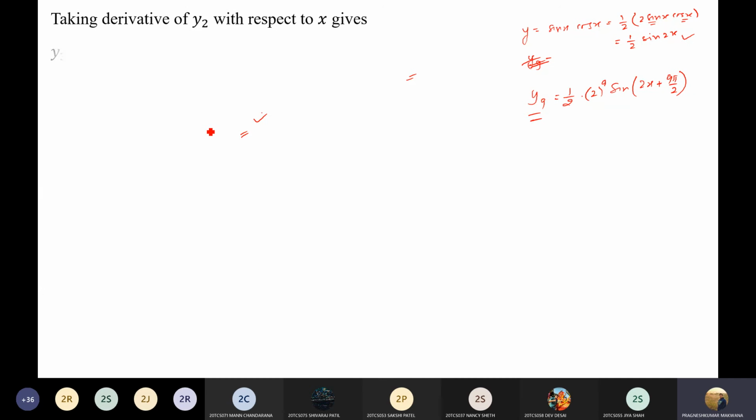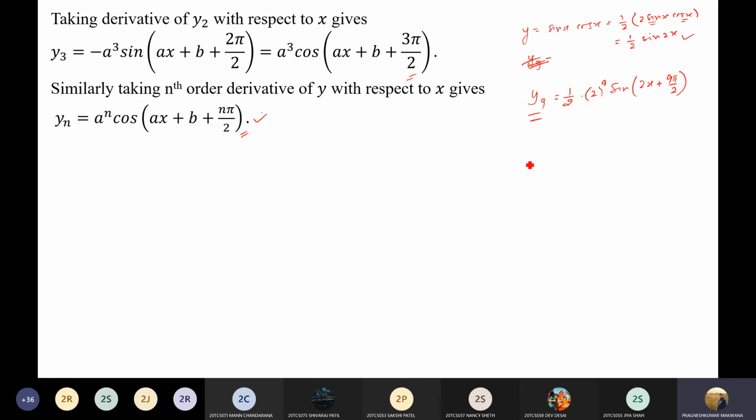So now the second example: y is equal to sine square x. Then find y5.